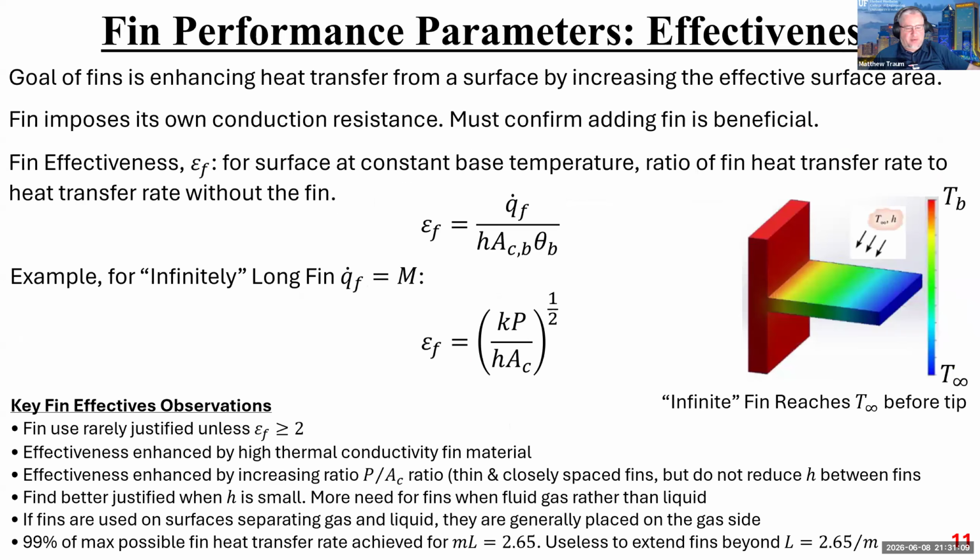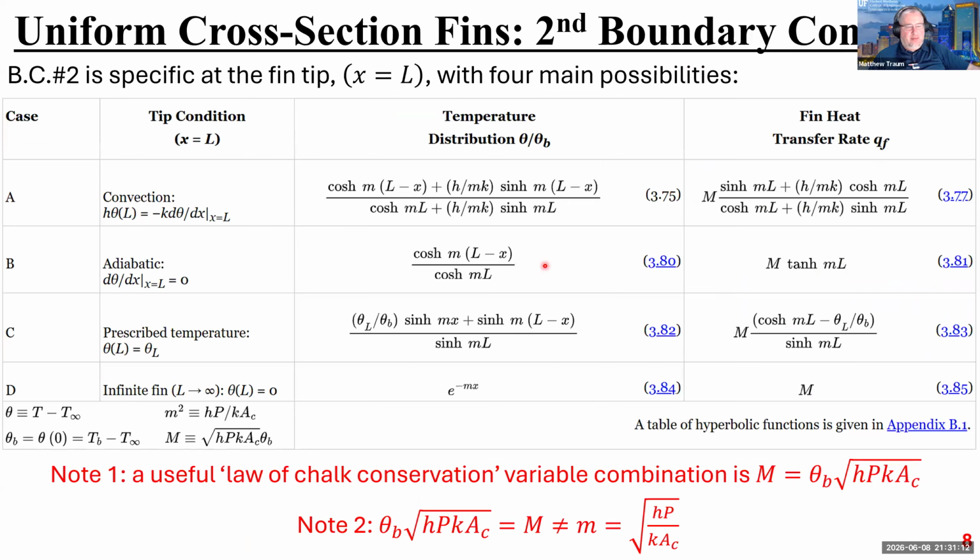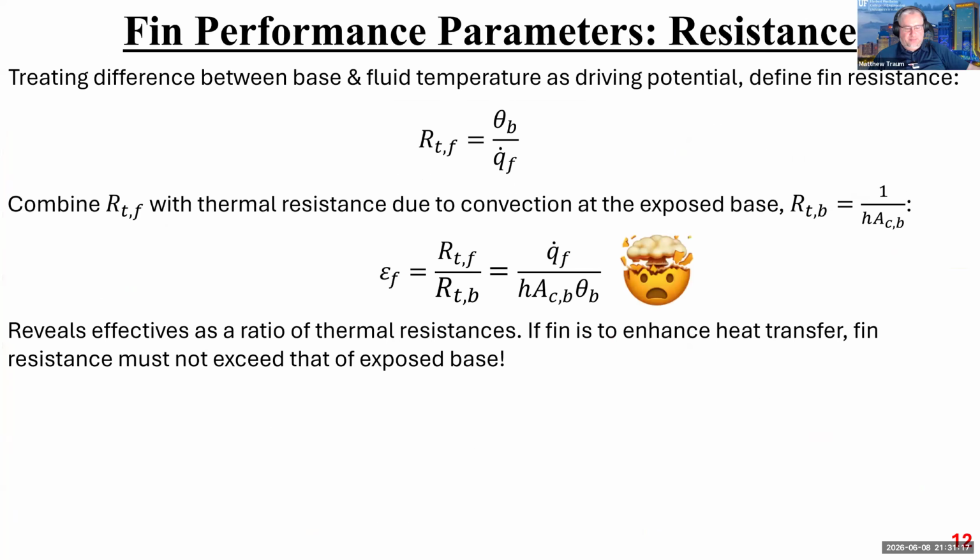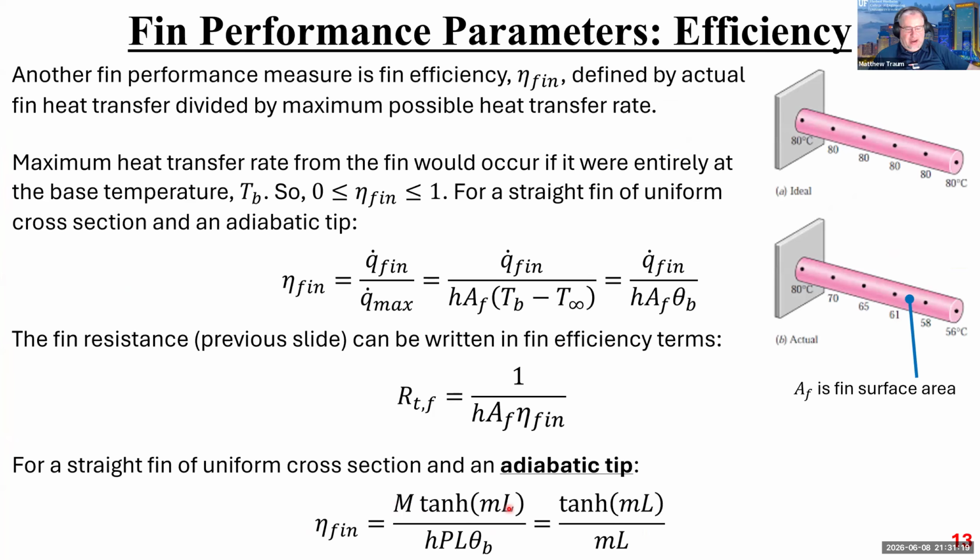We've already derived it, but just to remind you, right? Adiabatic tip, here's the Q value, so that's where it comes from. And I'm just plugging it in, and I'm recognizing that all these little variables down here, the h's and the A's and the thetas, all look an awful lot like m. And so I'm just canceling things, and I end up with hyperbolic tan of mL divided by mL is the fin efficiency for a fin with an adiabatic tip, right? It'll be different for other boundary conditions, but for an adiabatic tip, this is what it is.